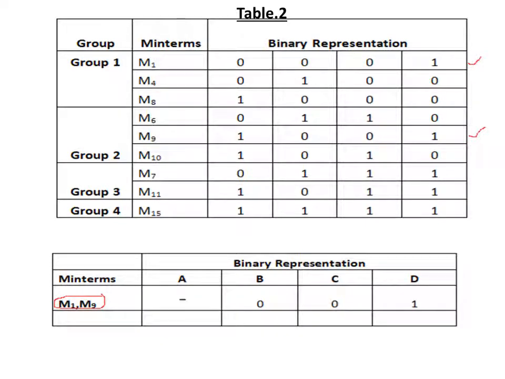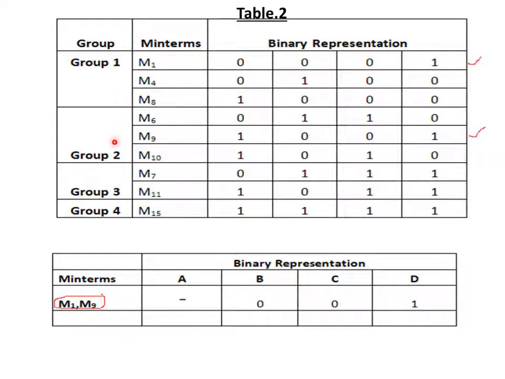Once 1 and 9 is over, the next single bit change we can compare is with 4. Okay, 4 and 6 we can compare. For 4 and 6, the change in bit is C. So we can write it as 0 1 dash 0. Similarly, we are comparing all the combinations with the next higher order group.